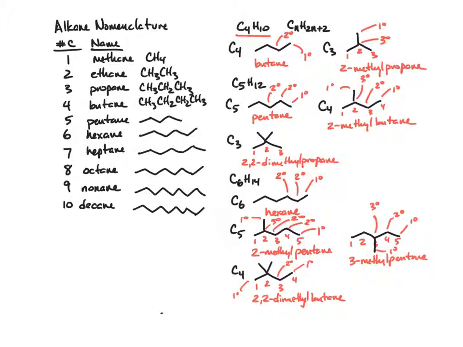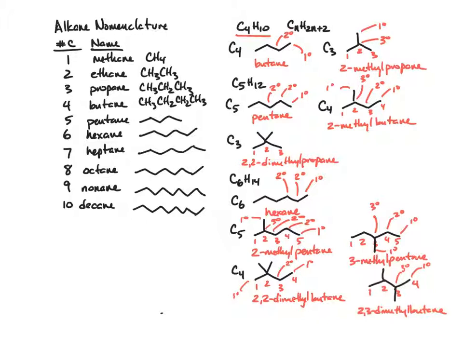We can go ahead. One more butane derivative. In the first case, we put both methyl groups at 2. We can put 1 at 2 and 1 at 3. So this is going to be 2,3-dimethylbutane. And this only has 2 types of hydrogen. You have primary and you have tertiary.